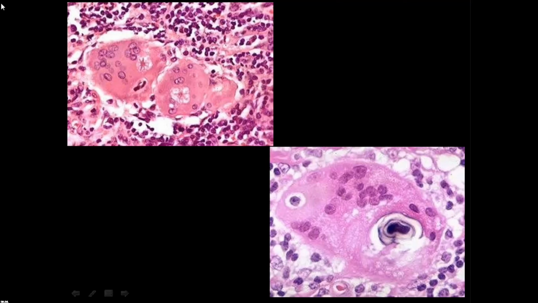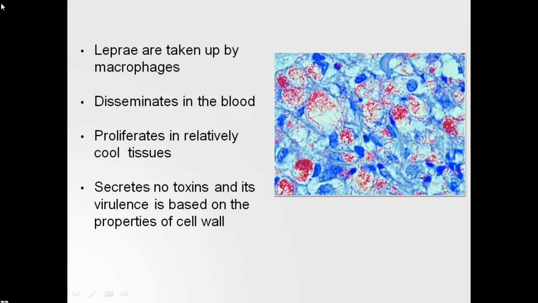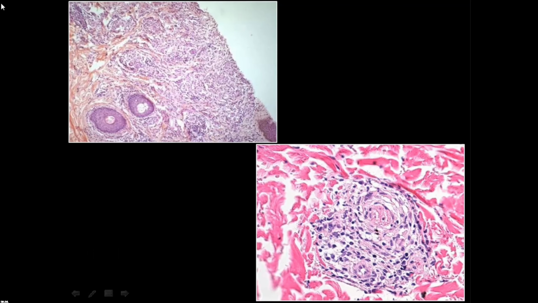Again, these are the slides. Mycobacterium leprae causes leprosy. Leprae is taken up by macrophages, disseminated in the blood, and proliferates in relatively cool tissue. It secretes no toxin, and its virulence is based on the properties of its cell wall. These are the Mycobacterium leprae forming the granuloma.